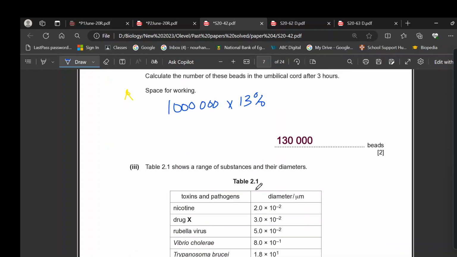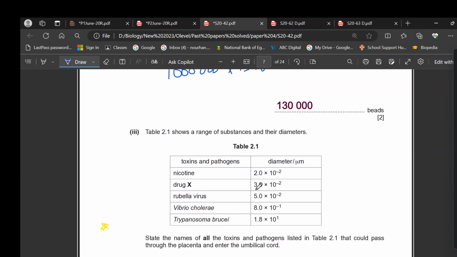The table shows the range of substances and their diameter. He gave you a thinking question. You should think about it. These are different substances and their sizes. 2 times 10 to the power negative 2, so this is 0.02 micrometer. This is its size. 0.03 micrometer. 0.05 micrometer. 0.8 micrometer.